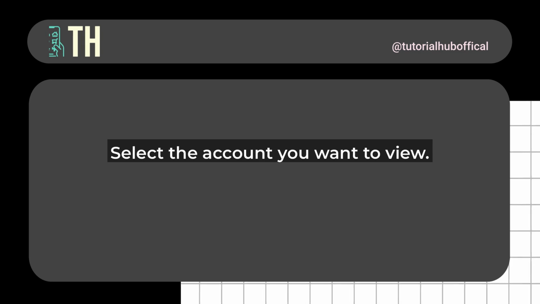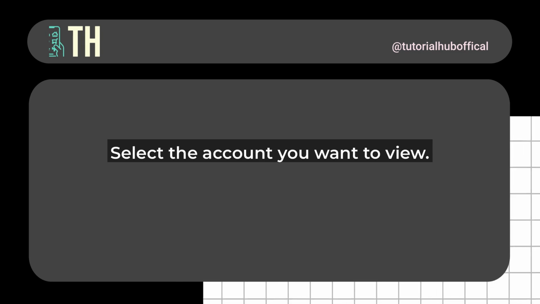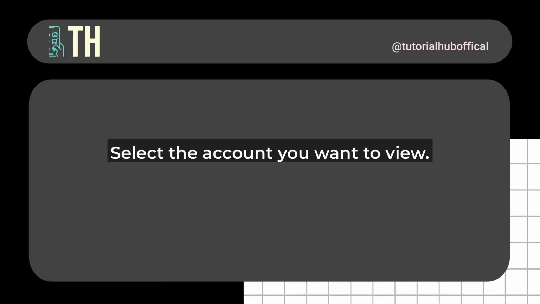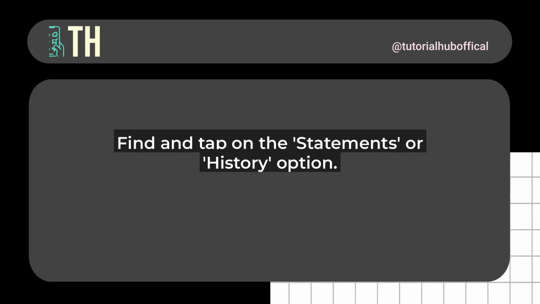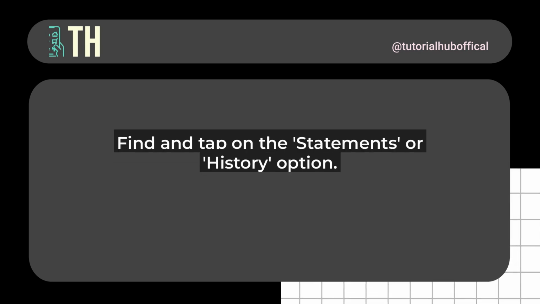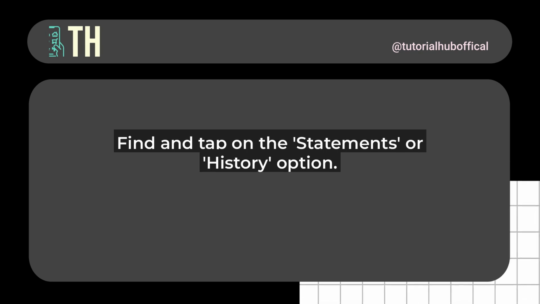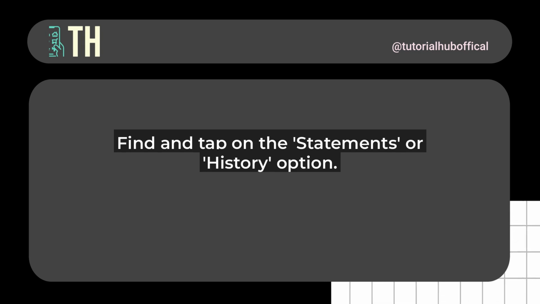Now that you're logged in, head to the main dashboard. You'll see a list of your accounts, like checking, savings, or credit cards. Tap on the account you want to view statements for. Next, look for the Statements or History option. It's usually right there in the menu or under a tab labeled Accounts. If you're having trouble finding it, check the search bar at the top and type in Statements.